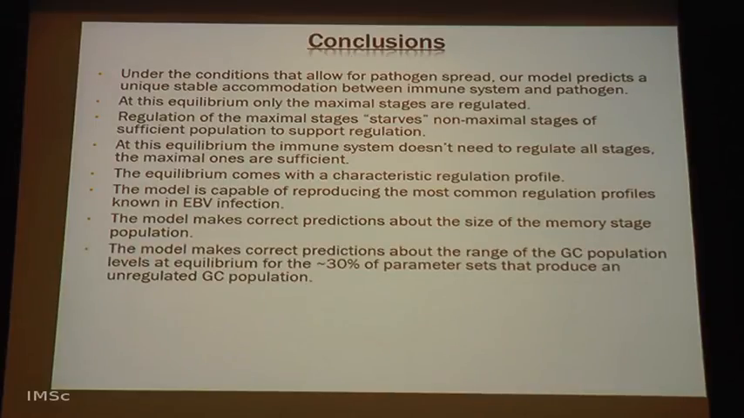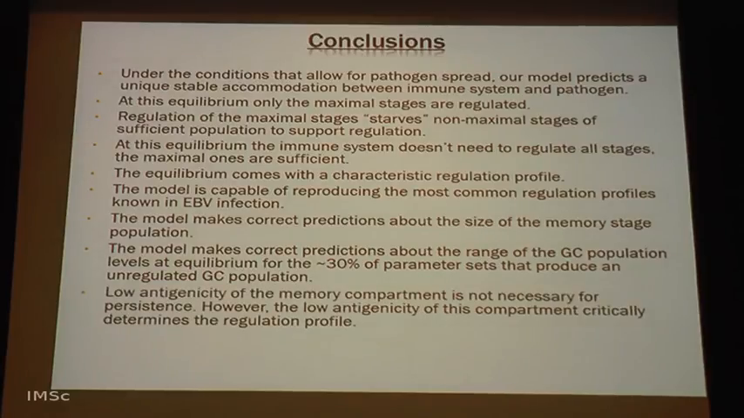It makes a correct prediction about the range. And it places the sizes of the germinal center population in the lower end for those profiles in which the germinal center stage is not regulated. And as I said before, this low antigenicity of the memory compartment is not necessary for persistence. Nevertheless, it does determine the regulation profile.